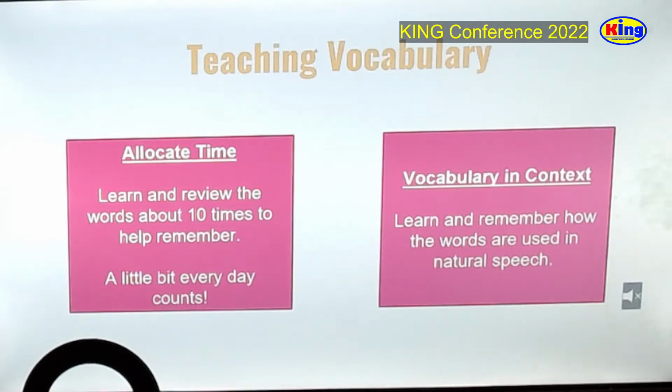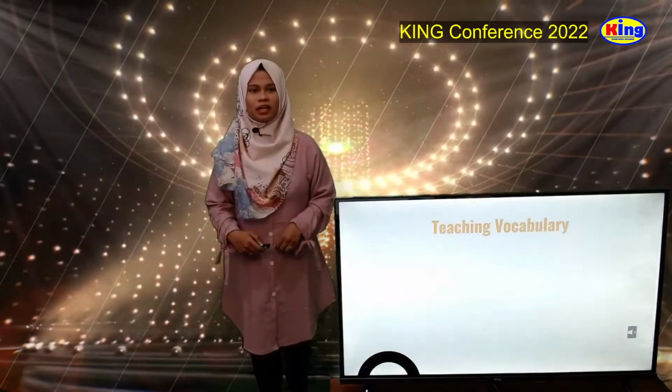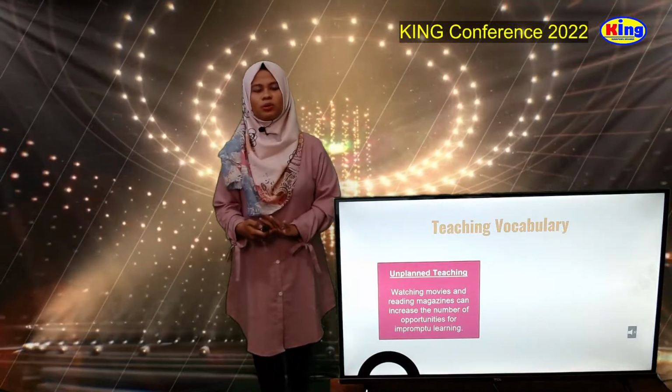Then you can give another example. Oh, I kicked the ball. And then your student knows, oh, I have to kick the ball. Oh, I throw the ball, for example, like that. Not only mention the thing on your flashcard, but you have to connect it. Use the vocabulary in context, for natural speech. Then you can use unplanned teaching to teach your vocabularies.